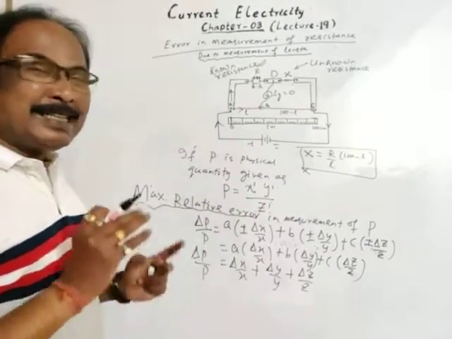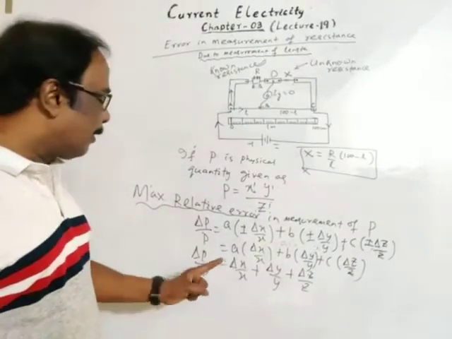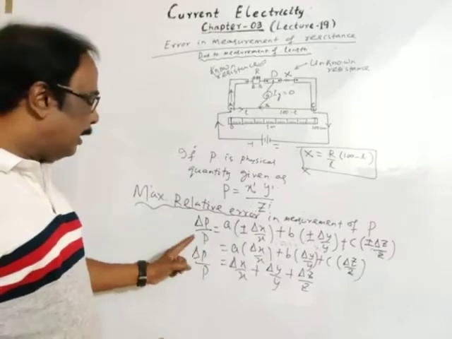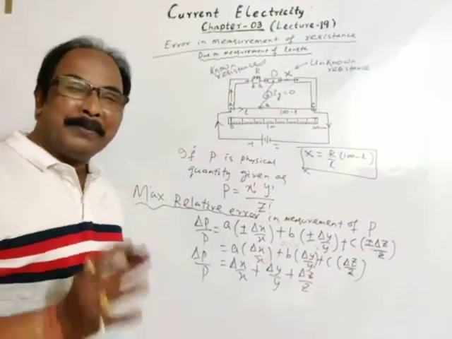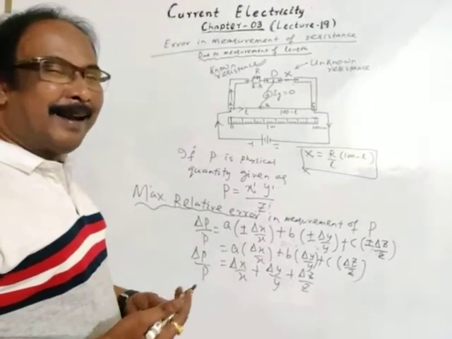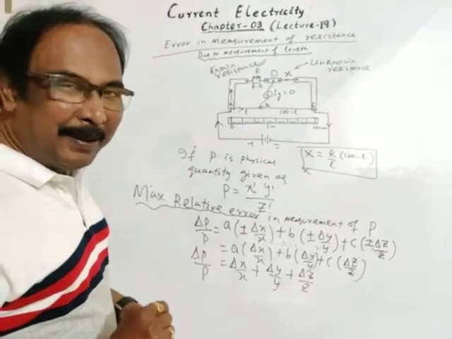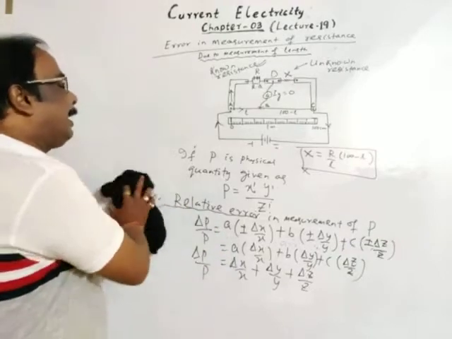Okay. This is the idea about fractional error, and to get percentage error, just multiply by 100 on both sides. Delta P by P into 100. So we can get percentage error by using fractional error or relative error. Okay. So this is the idea about relative error.